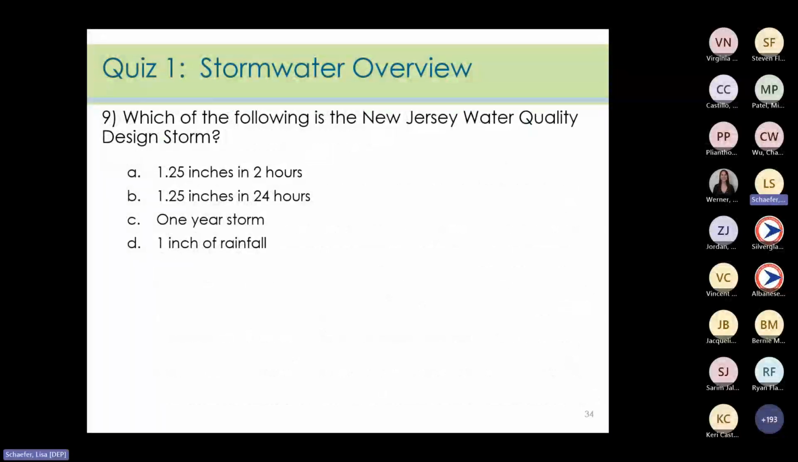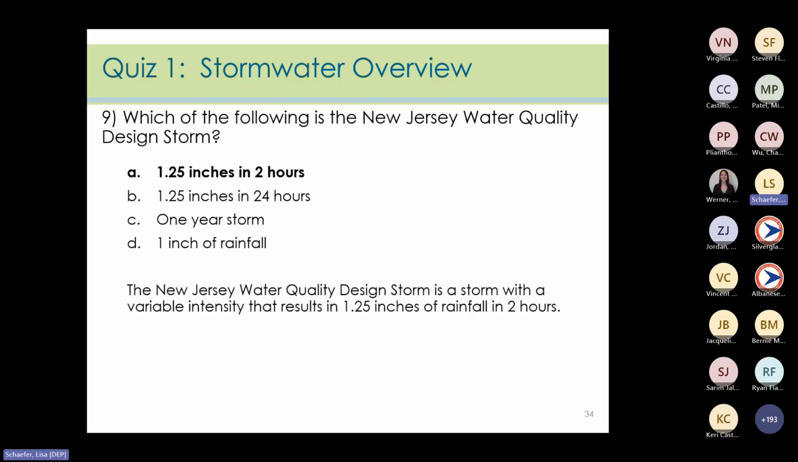All right, 9. The answer is A. I almost said B. Sorry about that. The New Jersey Water Quality Design Storm is a storm with a variable intensity that results in 1.25 inches of rainfall falling in 2 hours.